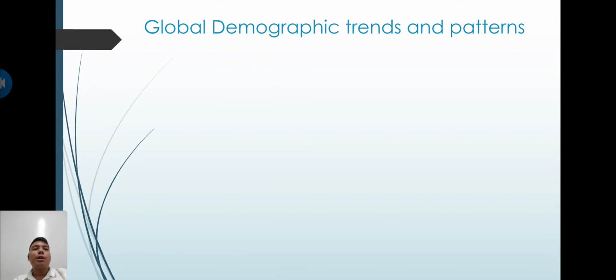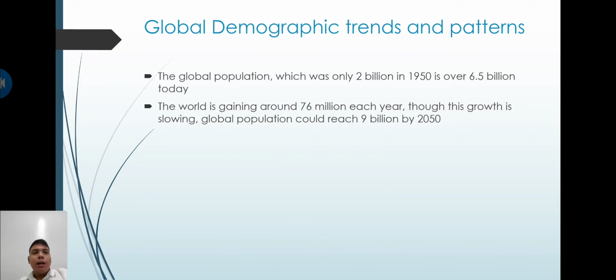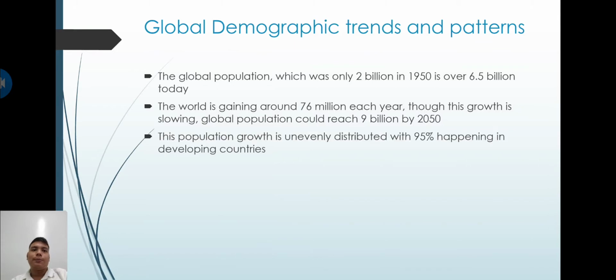So let's look at some trends and patterns of global demographics. Global population, which was only 2 billion in 1950, is now over 6.5 billion today. I think it's already approaching 7 to 7.5 billion. The world is gaining around 76 million each year, though this growth is slowing. This 76 million will eventually continue to go smaller, but our population will eventually reach 9 billion by 2050.